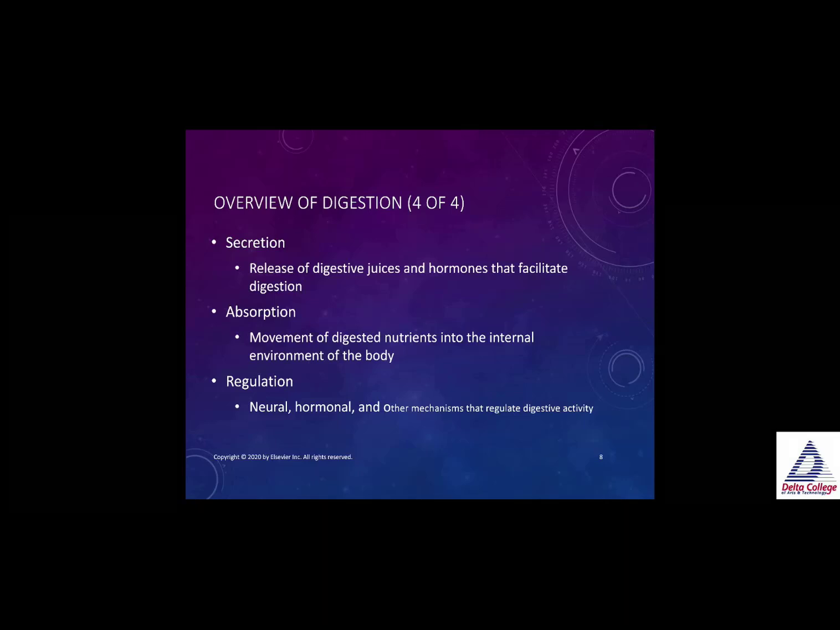Now let's talk about secretion, absorption, and regulation. Secretion is the release of digestive juices and hormones that facilitate digestion. Absorption is the movement of digested nutrients into the internal environment of the body. And regulation is neural, hormonal, and other mechanisms that regulate digestive activity.